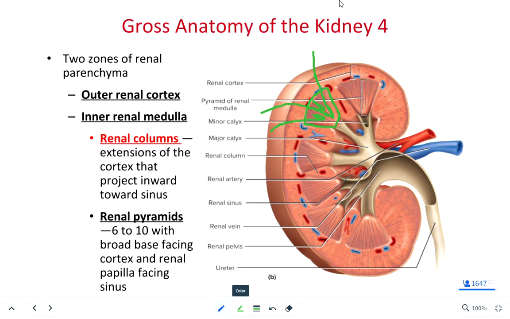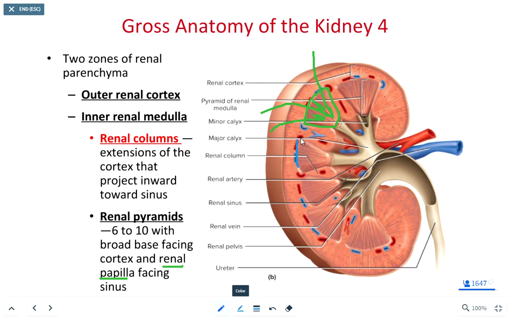Within that apex of the renal pyramid, or the pointy end, we'll have a bunch of little openings known as renal papilla that will physically dump the urine into the larger tubes collecting it. We also are going to have some extensions of the tissue that make up the cortex. Those tissue extensions are called renal columns, and I'll go ahead and circle that in blue for us.